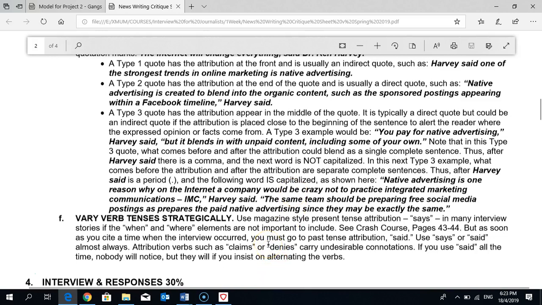And yet, on the other hand, why do we use type 2 and type 3 in print? Why do we ever use type 2 and type 3 in print? What do you think? What would be the logic behind using type 2 and type 3? That is the attribution at the end, type 2, or the attribution in the middle, type 3. Why would we ever use it in print?